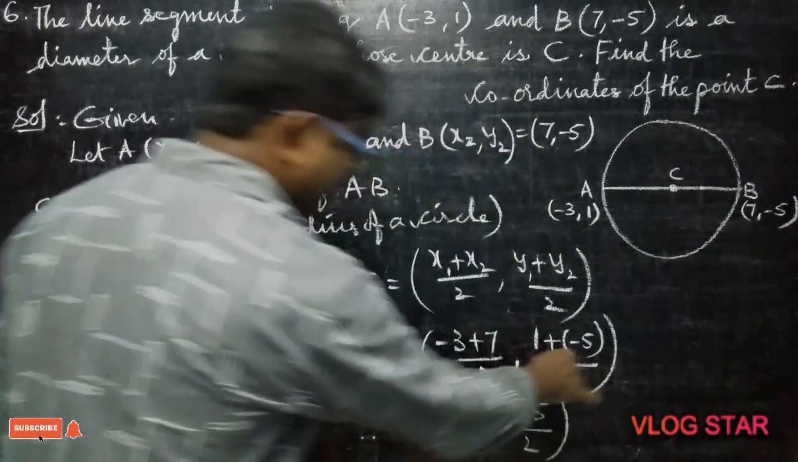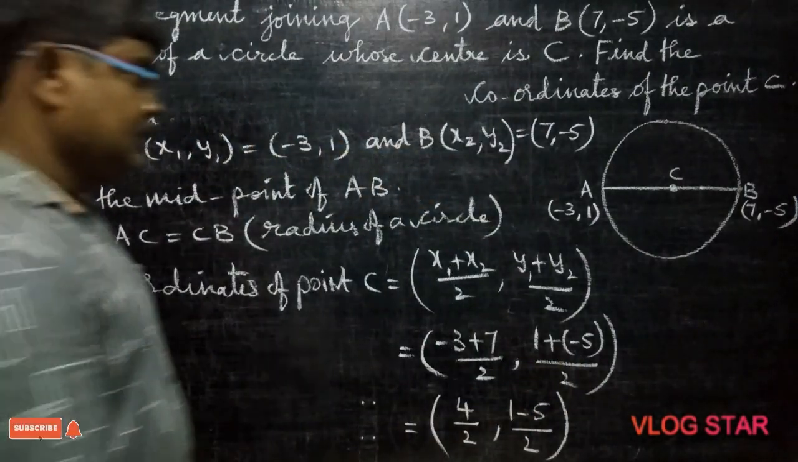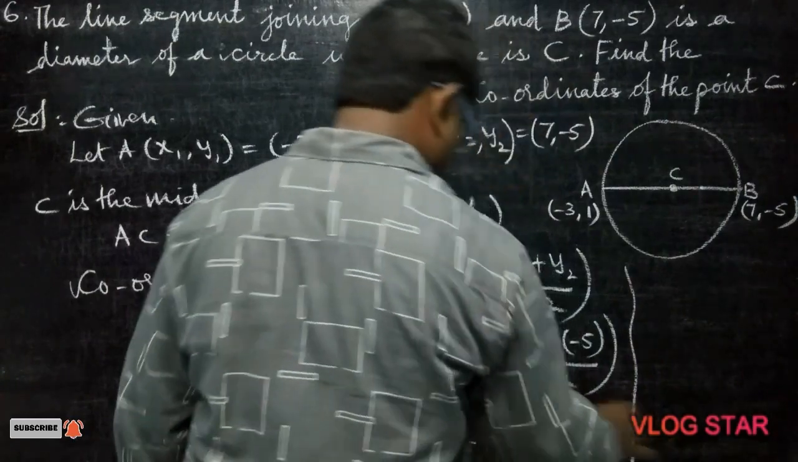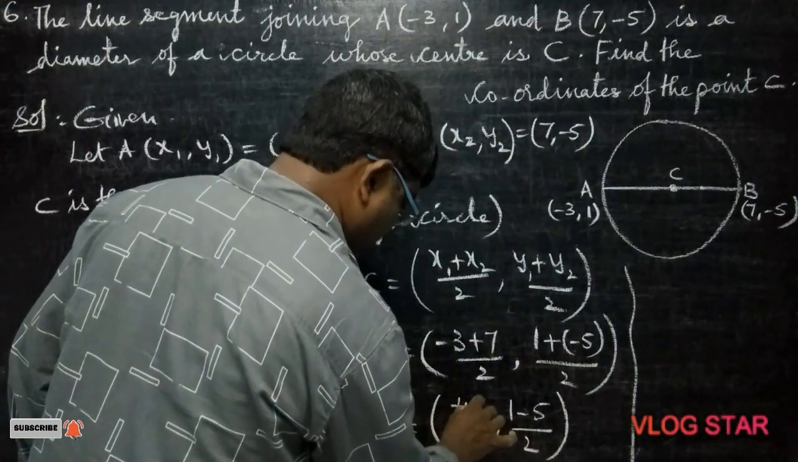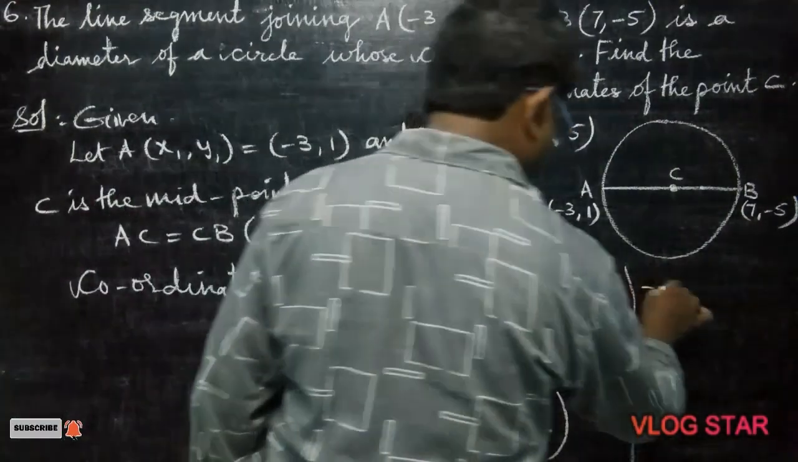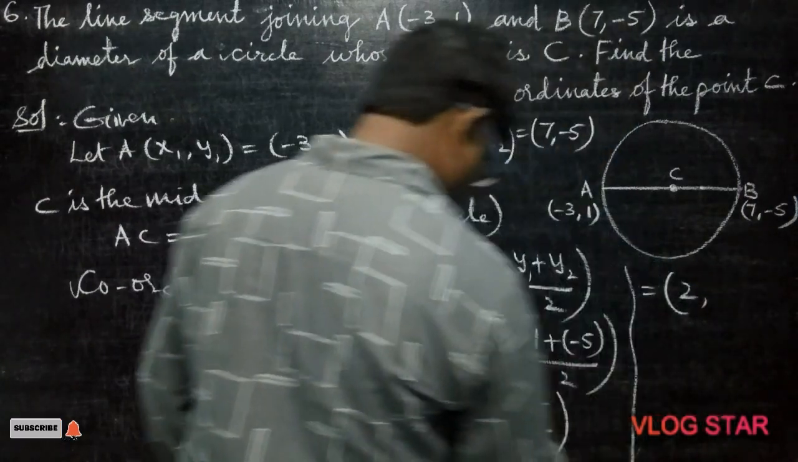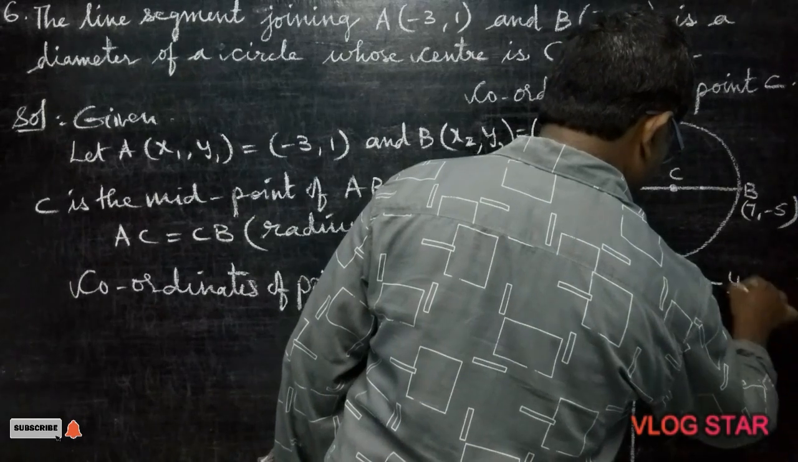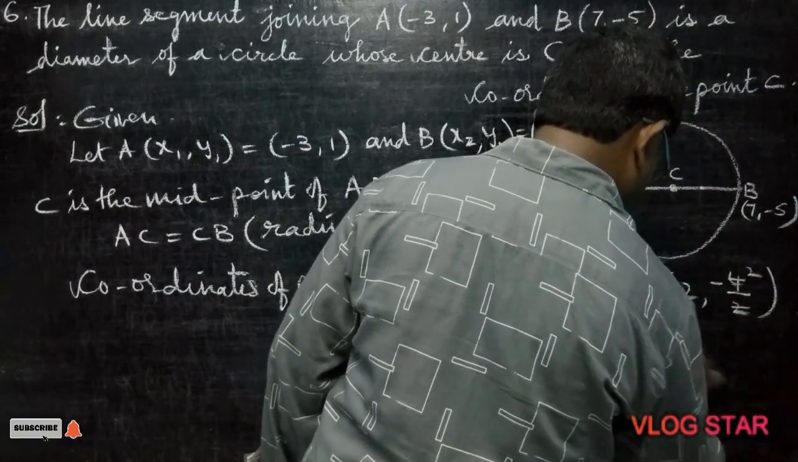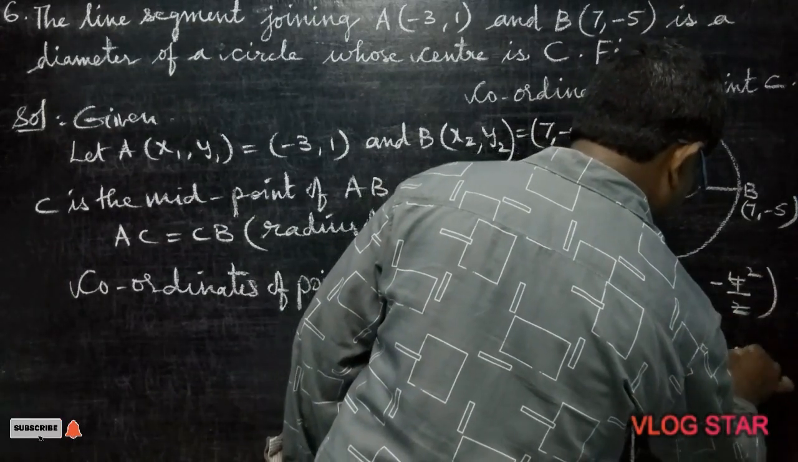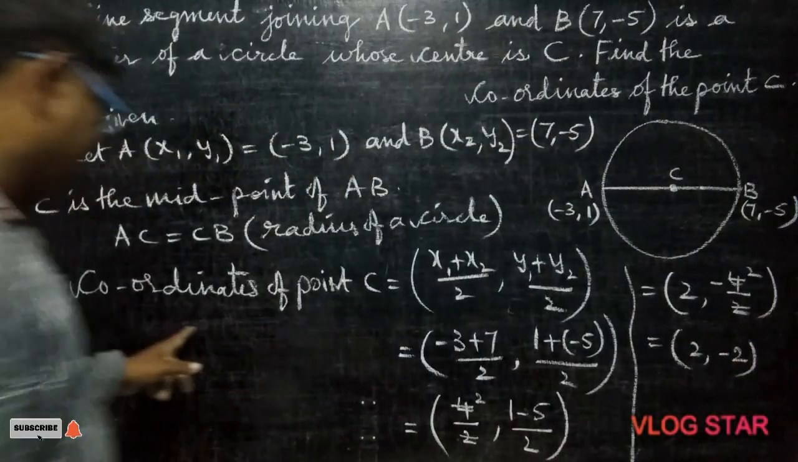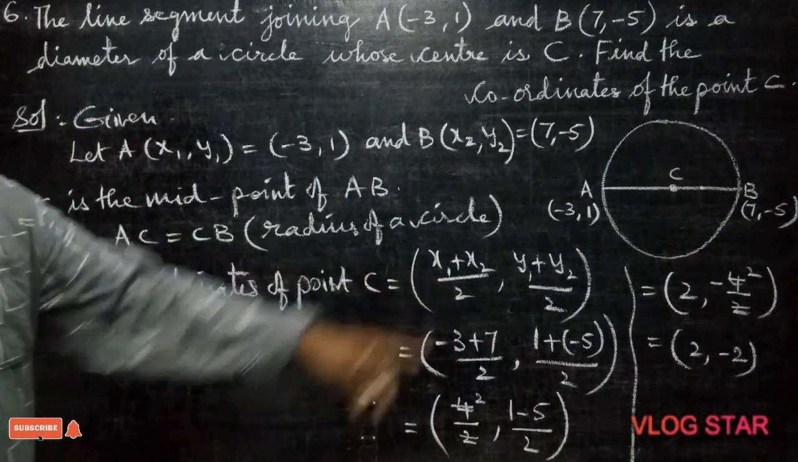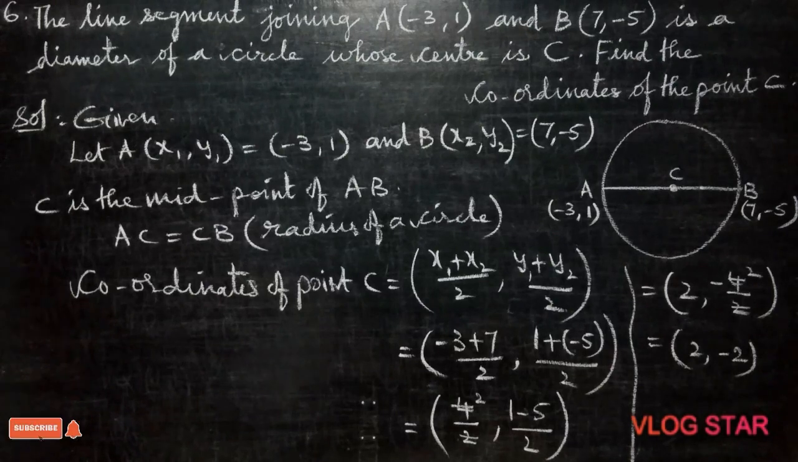If you know, you can also write it directly, no problem. Now 2 goes into 4 two times. So 2 comma 1 minus 5 is -4 by 2. Now 2 goes two times. So the final answer is (2, -2). So the coordinates of point C are (2, -2). You have to write that conclusion there.